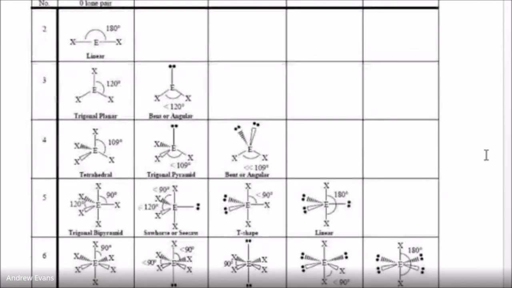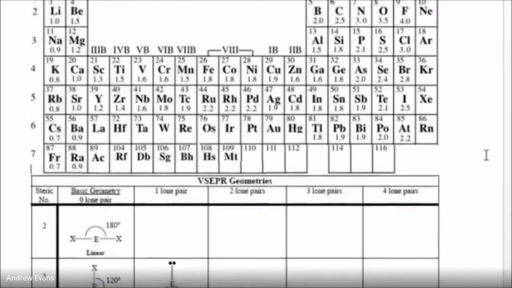I got it from here. What we see here is the steric number on the left is essentially saying what is the electron domain geometry.